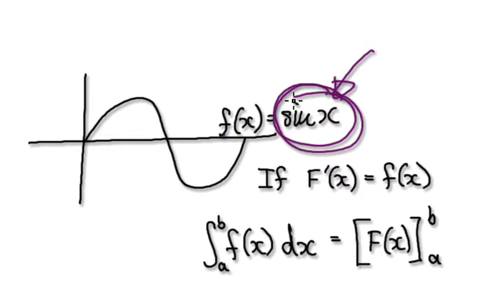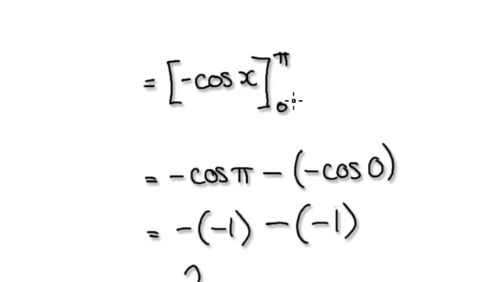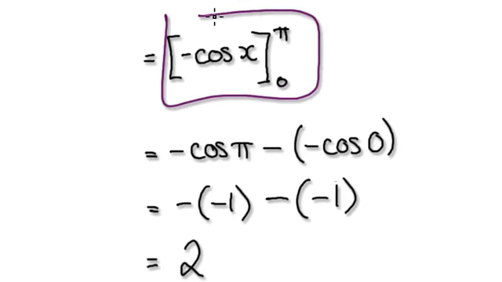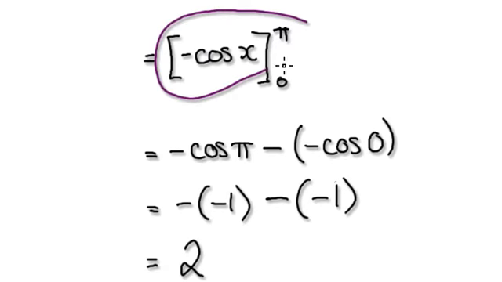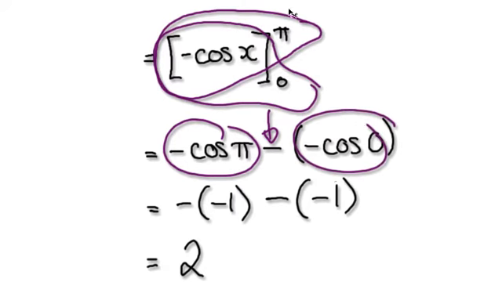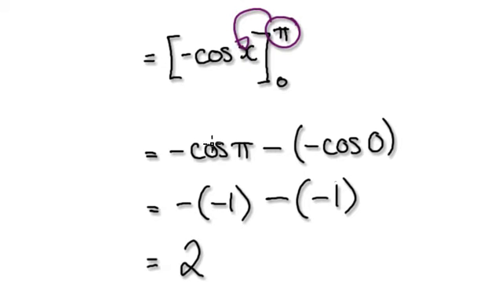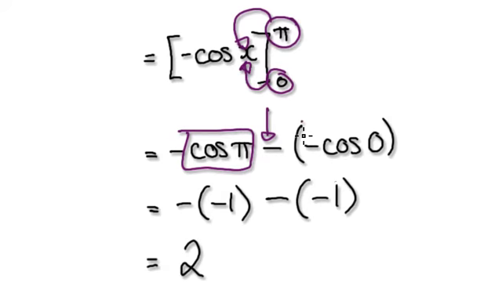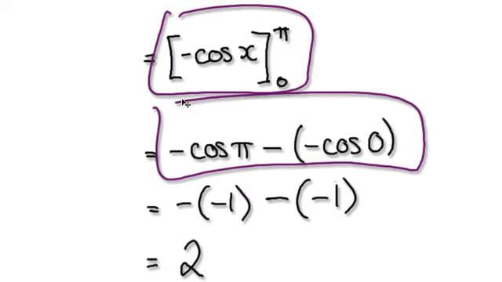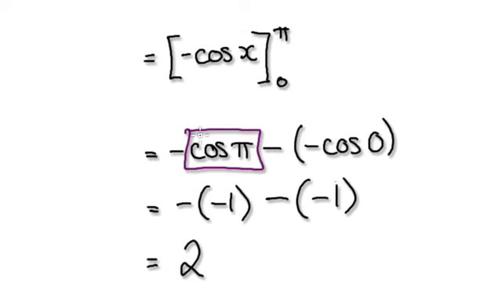When you integrate this, it will give you minus cos of x. That will then give you this. When you get to this stage, it will be this bit here, take away this. It's really us putting the pi into here, which gives you this, and then take away us putting 0 into here, which gives you this. So from here we would get to here, and then cos of pi.